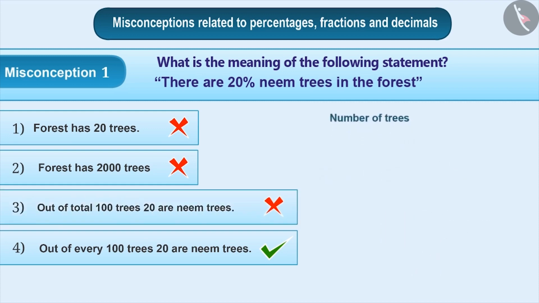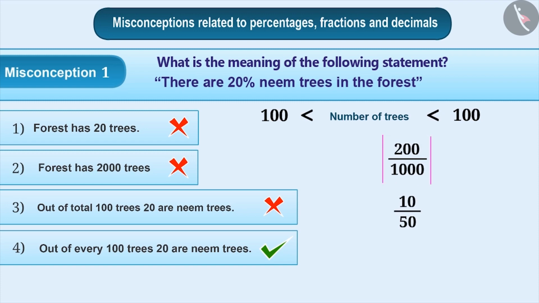The number of trees can be more or less than 100. Neem trees can be 200 out of 1000 or 10 out of 50. In both situations, we say there are 20% neem trees in the forest because 200 by 1000 is equal to 10 by 50 is equal to 20 by 100 is equal to 20%.